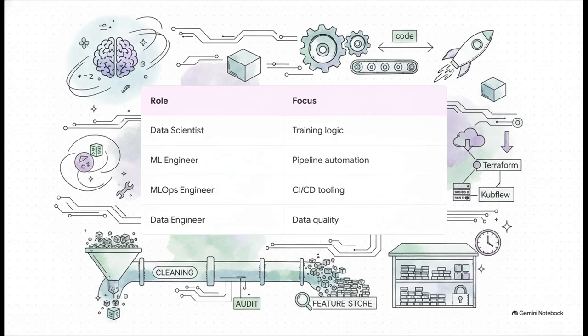But look right below that. You also absolutely need the MLOps engineer. This person focuses strictly on the platform layer, so the CI/CD tooling, orchestration, and infrastructure as code using tools like Terraform and Kubeflow. And finally, you have the data engineer at the bottom. Since 60% of ML project failures trace back to data quality, this role is vital. The data engineer guarantees that the raw materials, your data pipelines and feature stores, are pristine, fresh, and completely auditable.